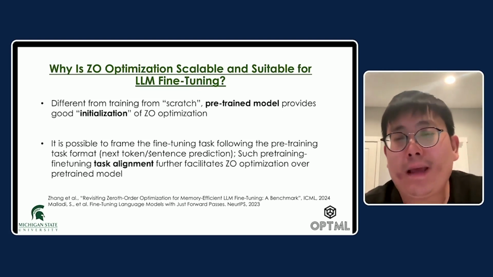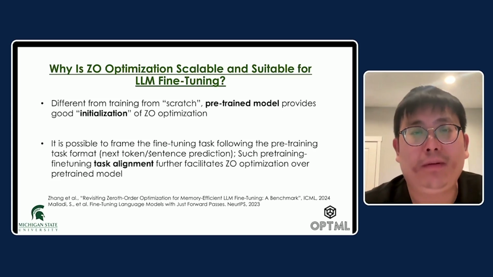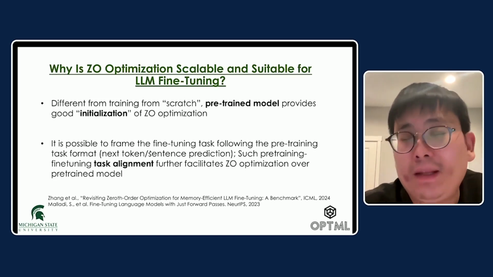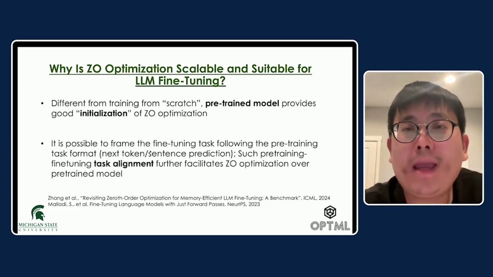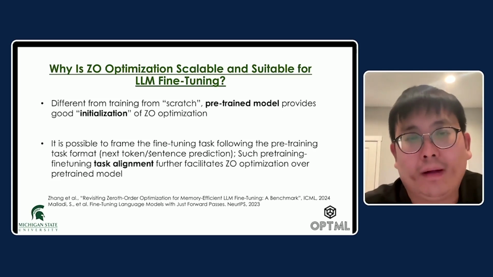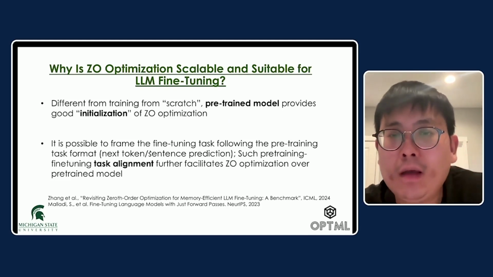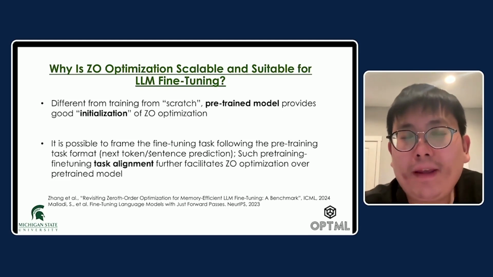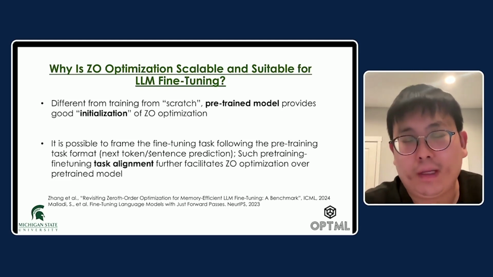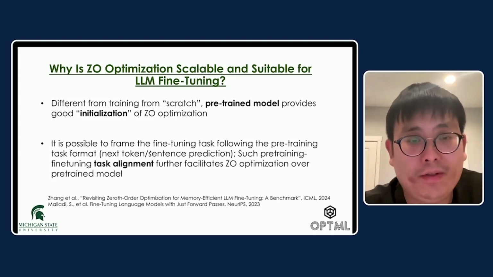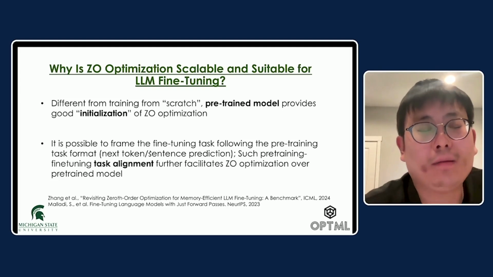So due to this alignment between pre-training and fine-tuning, you can further simplify this fine-tuning task by rephrasing any prediction task as a token prediction and sentence prediction task. So what's the benefit? Since you align this fine-tuning task with the pre-trained model, it will facilitate us to use this Zeroth-Order optimization.